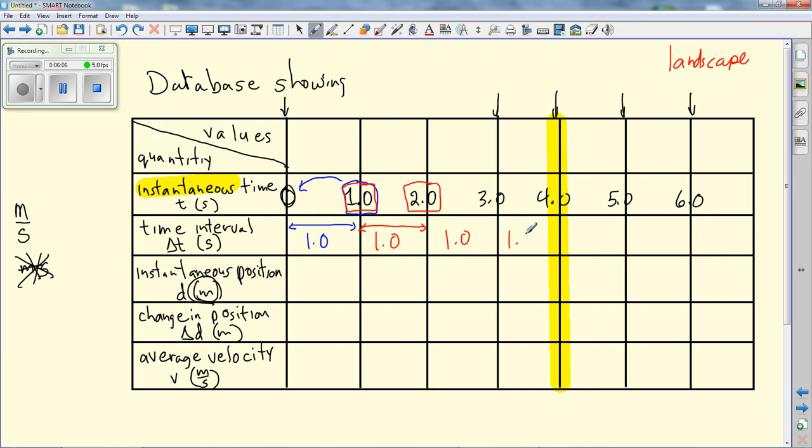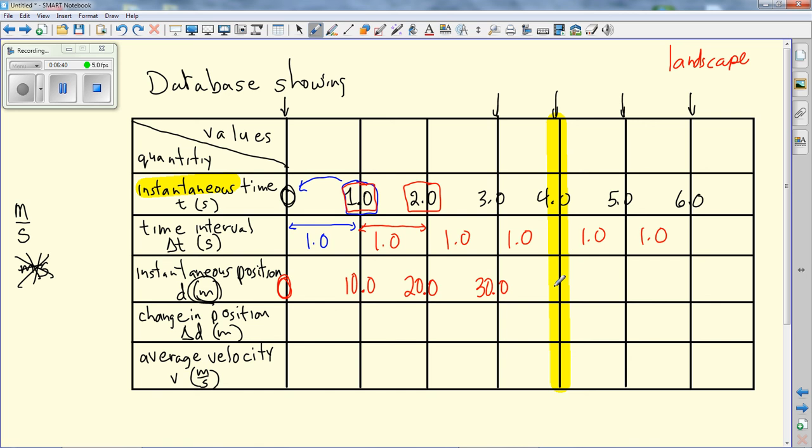And so you can see that the time interval, in this case, is 1 second. Right? Instantaneous position. Well, instantaneous position is where you're located at a specific point in time. So presumably, at the 0 second mark, you were at the 0 meter mark. Sometime later, you might have been at the 10.0 meter mark. At 2 seconds, you might have been at the 20 meter mark. Maybe at 3 seconds, you were at the 30 meter mark.